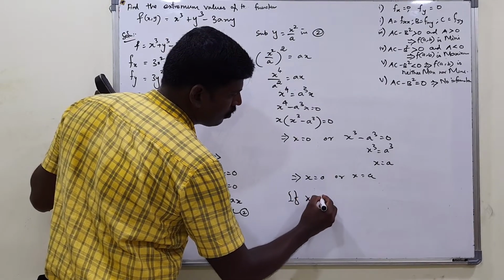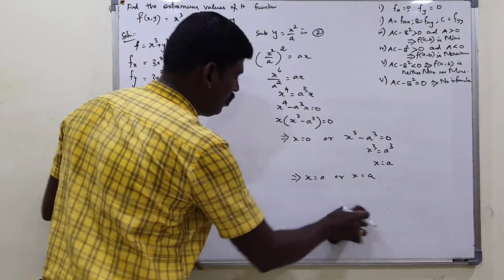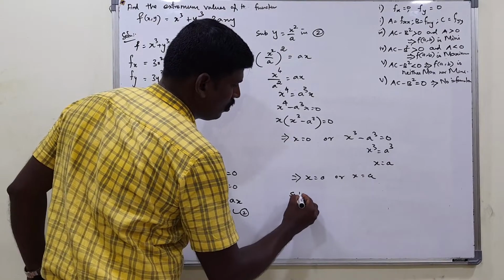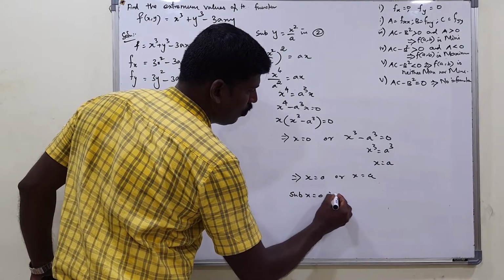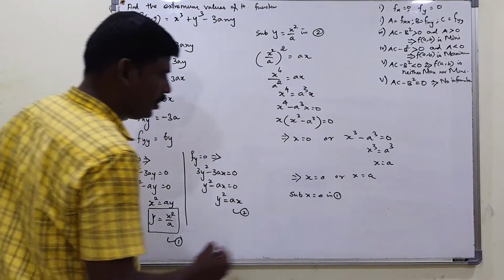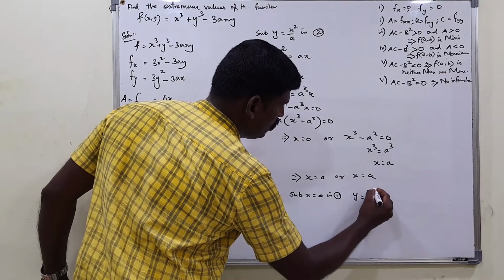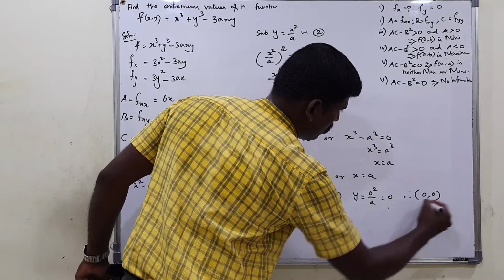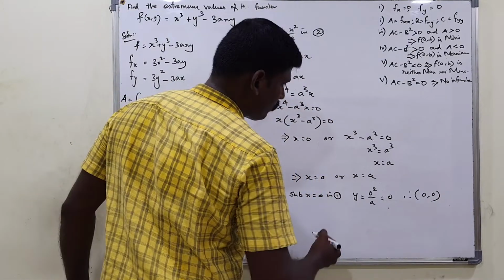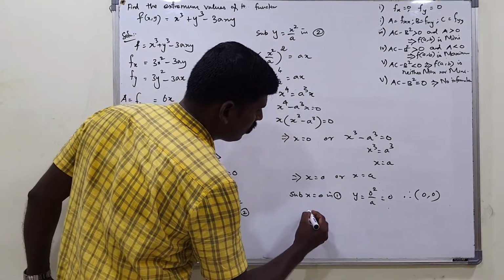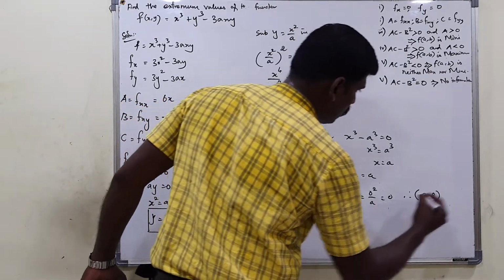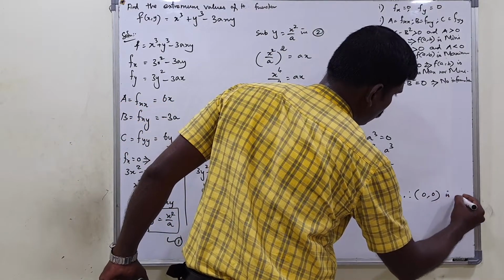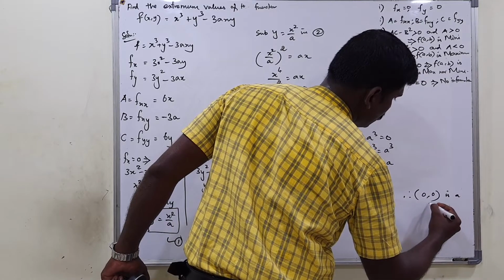If x equals 0, substitute x equal to 0 in 1. We can get the corresponding value of y, isn't it? Therefore, y is equal to 0 square by a, that is equal to 0. Therefore, we can get a point (0, 0). Right? Next one. It's a stationary point.